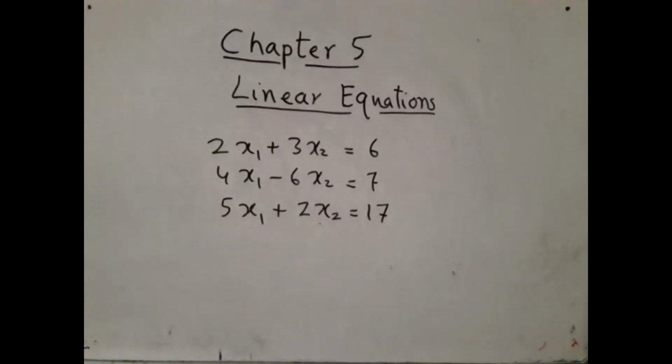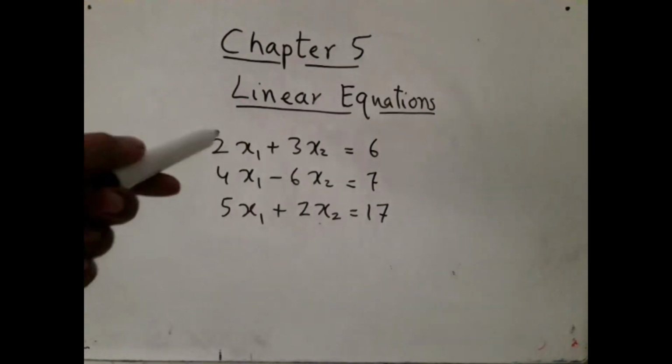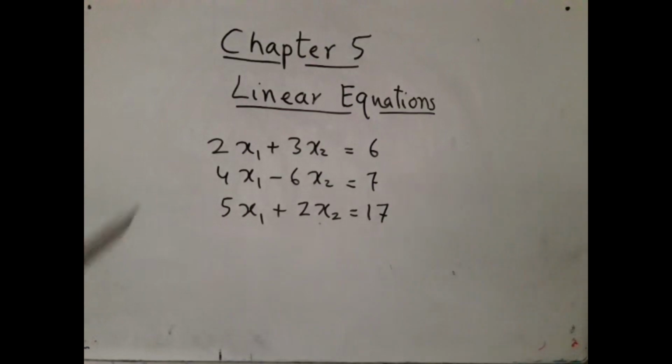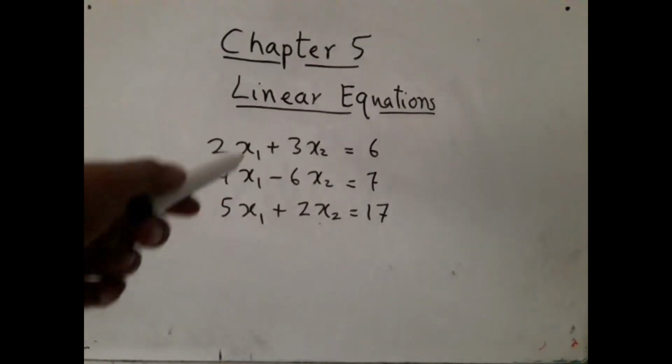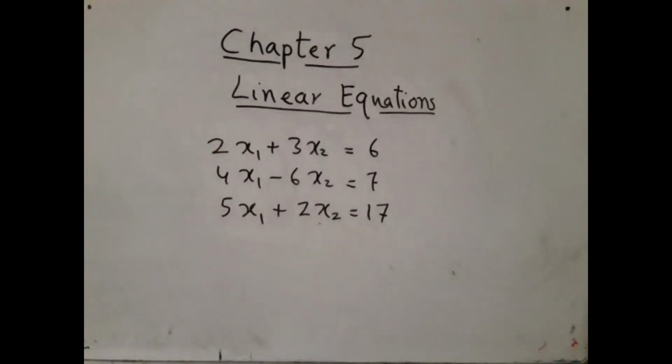Chapter 5, Linear Equations. In this chapter, we discuss such things: system of linear equations. We have a number of unknowns, x1, x2, in this case 2 unknowns. We have got 3 equations. No product of unknowns or no square of unknowns are allowed, hence we call them linear equations.